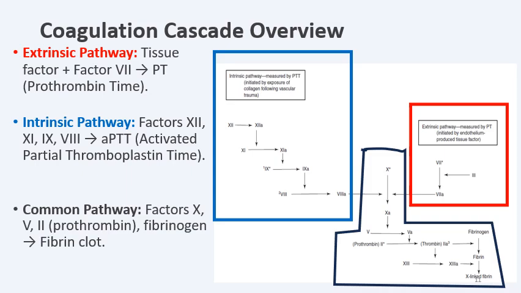For the extrinsic pathway, we can measure the activity, that is to say factor 7 activity, by a test called PT or prothrombin time. For the intrinsic pathway, another test to study all of these enzymatic activities and factors is called aPTT or activated partial thromboplastin time. The common pathway is measured by fibrinogen level and fibrinogen function, as well as the extrinsic and intrinsic pathway tests, that is to say PT and PTT, which also give a hint about the activity of the common pathway.